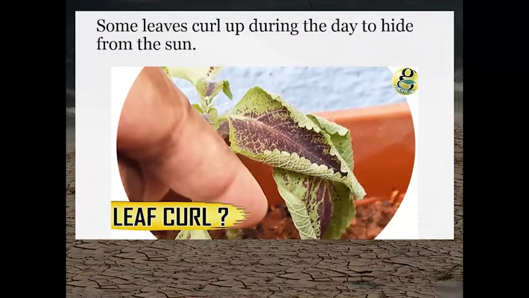How do plants protect themselves from the very, very strong sunlight in the desert or the very hot weather? The leaves of some plants curl up during the day.